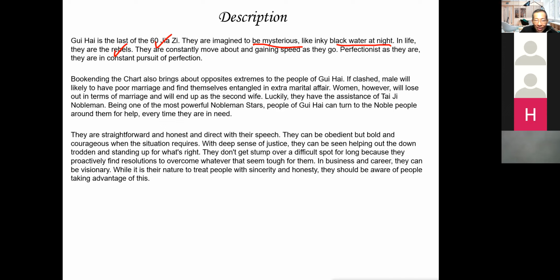And so they don't like to be clashed. Clash means, if you see the clash, that means the snake, then the male will tend to have a poor marriage and they might entangle themselves with extramarital affairs. And of course, for the women, they might end up being the mistress. Again, the sugar baby, the mistress. These are the Gui. Sometimes the tendency is brought into them. All right, and generally, of course, water people are always known for their honesty and straightforwardness.